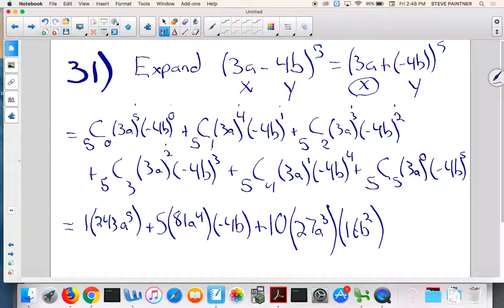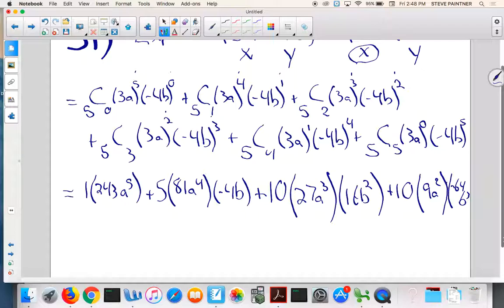Okay, moving on to 5 choose 3. 5 choose 3 is also 10. So we'll have 10, 3a squared, so that'll be 9a squared, and then negative 4b cubed, so that will end up being negative 64b cubed.